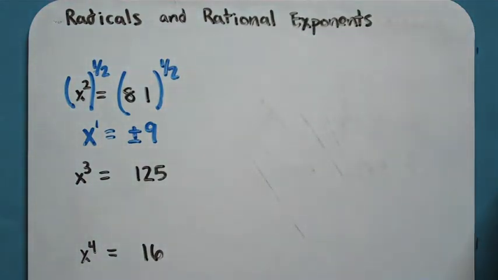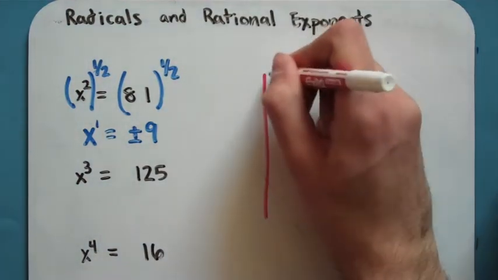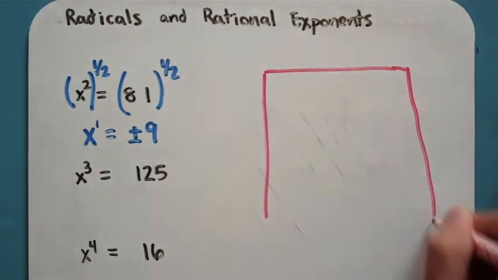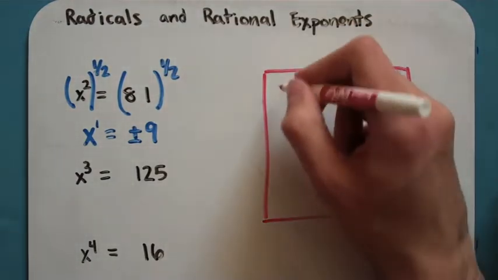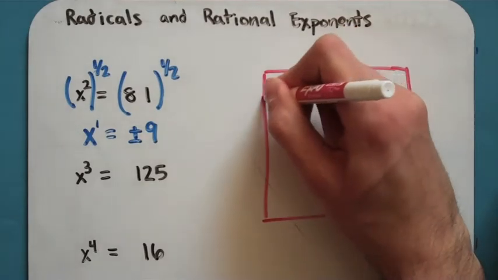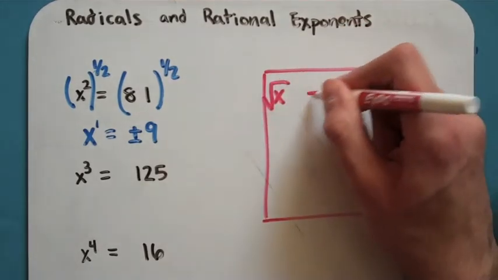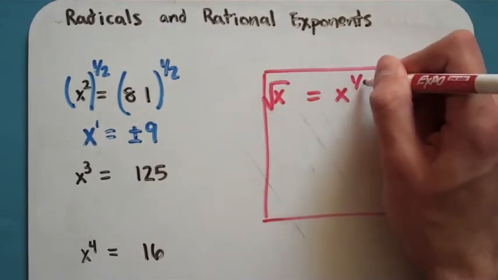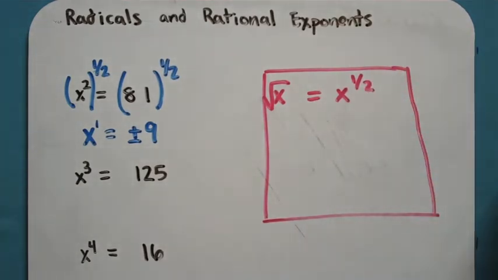So on the side here, we're going to make a little box with a note for ourselves. Oops, it's not a very good box. The square root of x is the same thing as x to the 1/2 power. So when you do a number to the 1/2 power, it's the same thing as doing a square root.